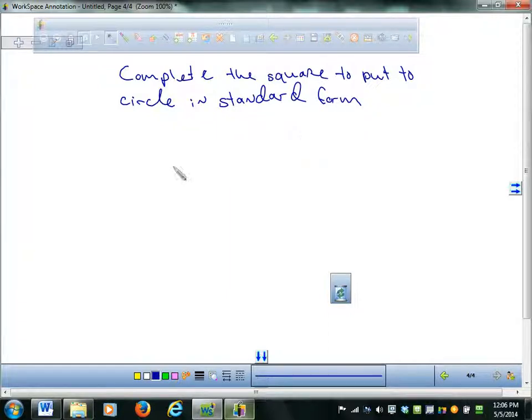So if you have something that looks like this, which you will: x squared plus y squared plus z squared minus 2x plus 6y minus 4z minus 2 equals 0. Could you do that problem? Complete the square? What would I do first?